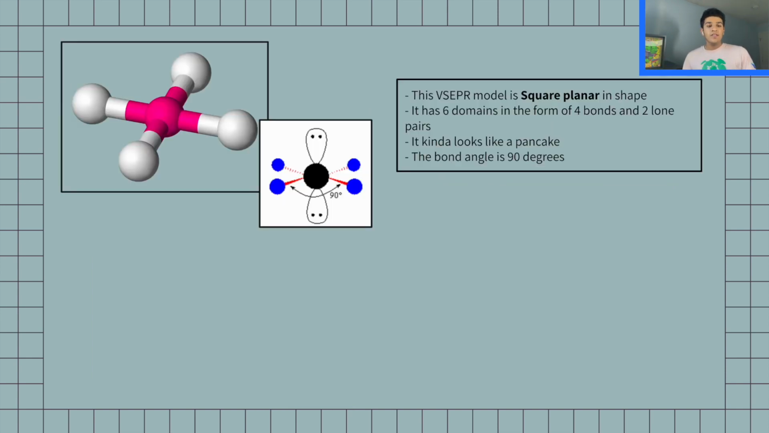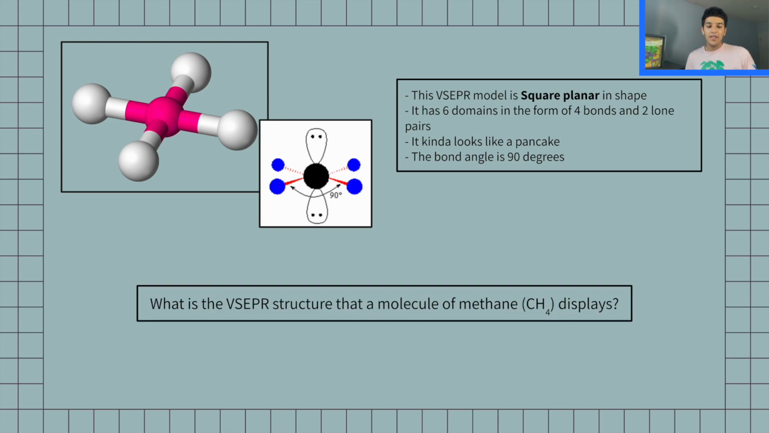Next up, we've got the square planar VSEPR model. This has, again, 6 domains, but here it's in the form of 4 bonds and 2 lone pairs, 1 on top and 1 on the bottom, which is why it's kind of smushed, right? Because these lone pairs are placed opposite to each other, their repulsive forces are equally distributed, and it's smushed. The bond angle in this case is going to be exactly 90 degrees, so it's not less than anything, just know it's 90. And now I have a question for you guys.